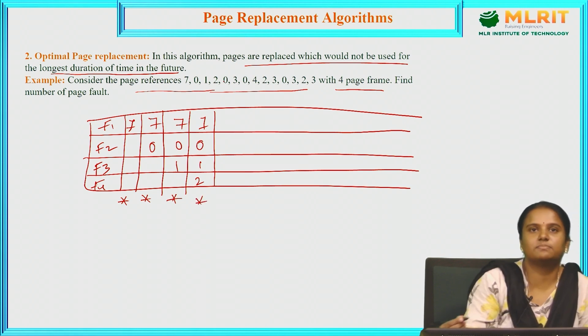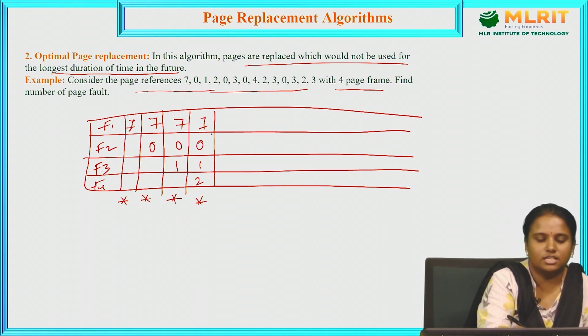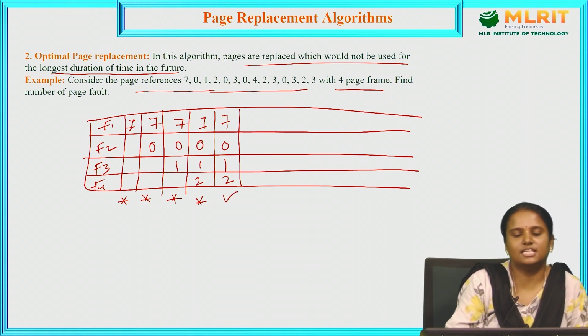So next, which is arriving? 0. So 0 is already present, so it is a hit. 7 0 1 2. The page is present, so it is a hit. So next, which is arriving?